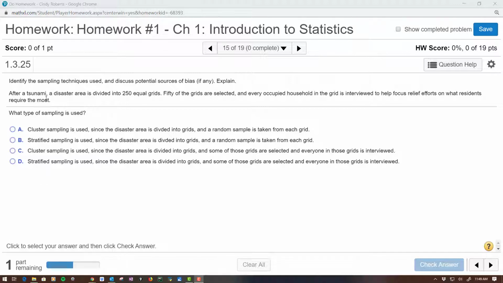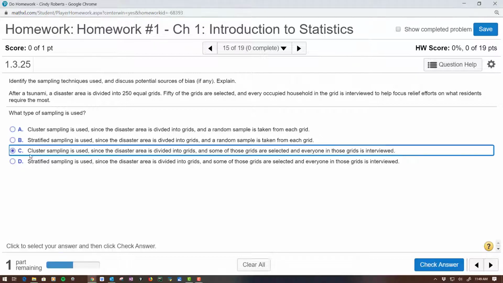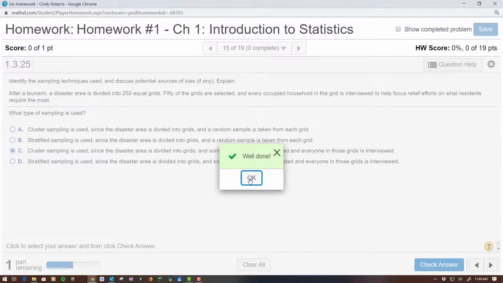Okay, you might say, yeah, but they were in the tsunami. No, if it's stratified, they would say, and they only picked households with an income over 100,000. There's nothing here in common. So I know it's cluster, and it's not a random sample because it said every occupied household in the grid is interviewed. So it's cluster sampling, just in groups, nothing in common. Some of the grids are selected and everyone in those grids is interviewed.